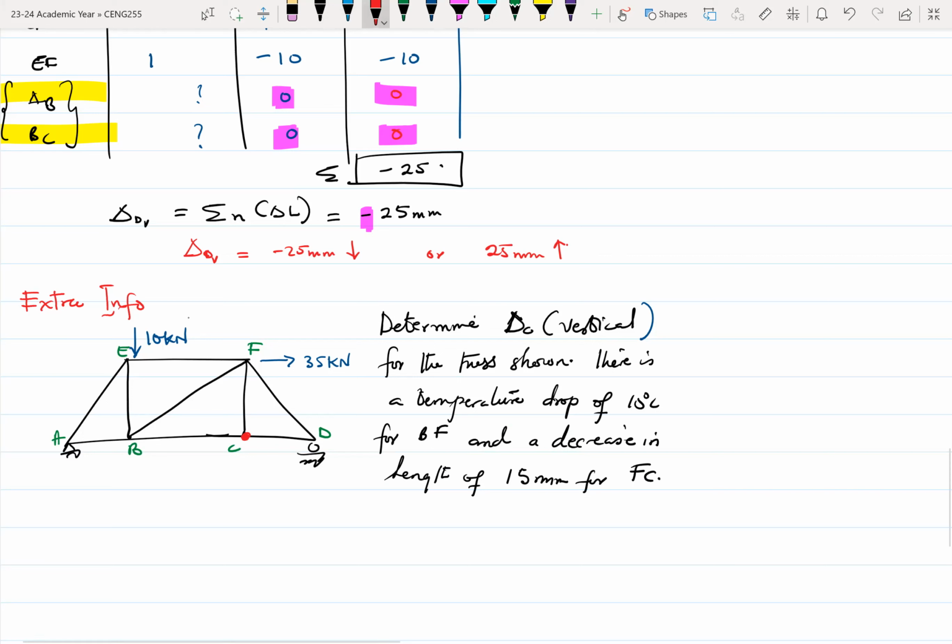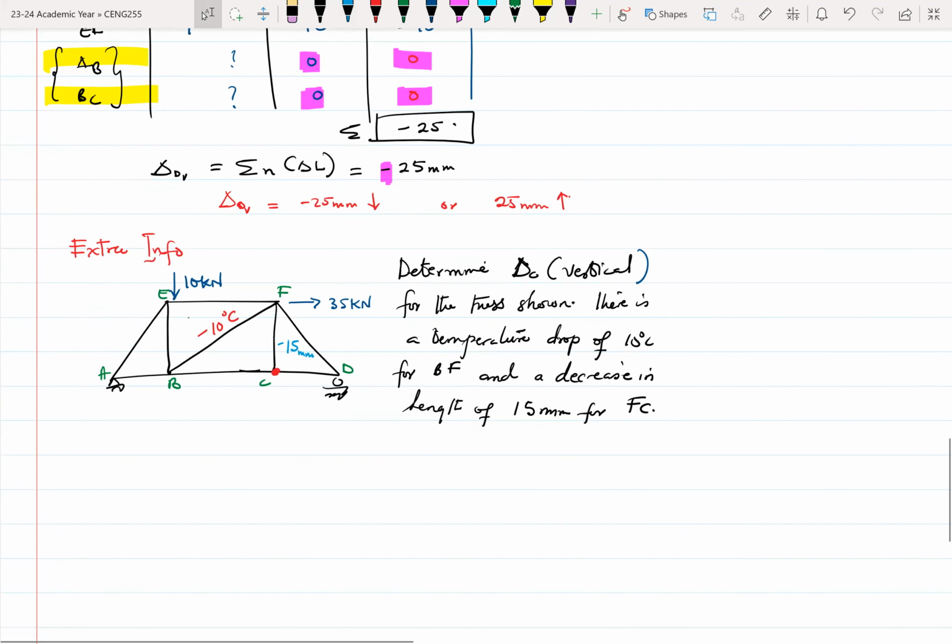Then member BF has a drop in temperature, and FC also has a reduction in the length of the member. So this problem will simply be a combination of whatever we've been looking at. So how do we solve this problem? It's fairly straightforward. It's 3 in 1.